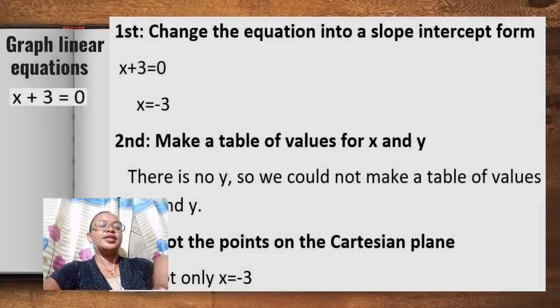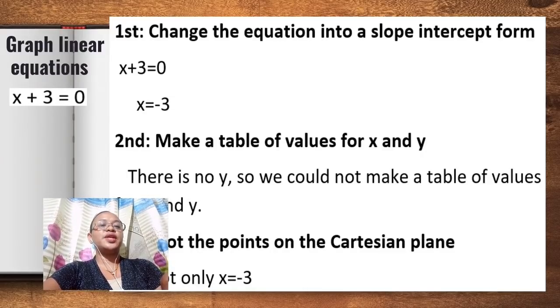Okay? So let us proceed to the next given. Graph the linear equation x plus 3 equals 0. So we change the equation into a slope-intercept form. So we transpose positive 3 to the other side. And that becomes x is equal to negative 3. This time, this linear equation has no y. There is no letter y.